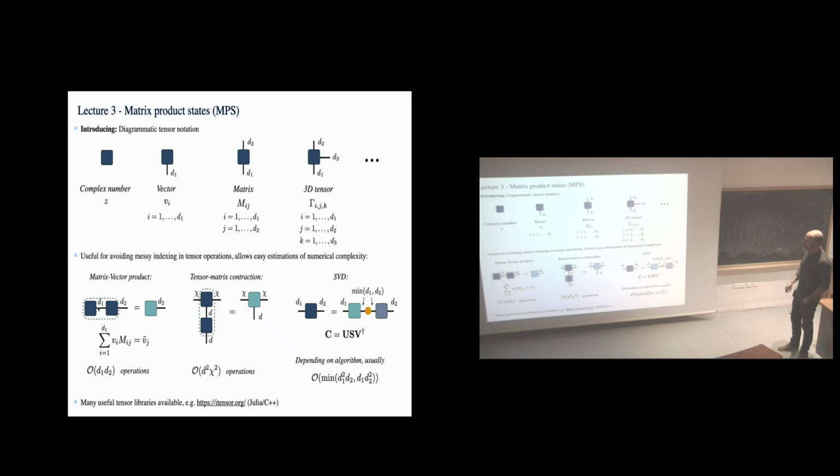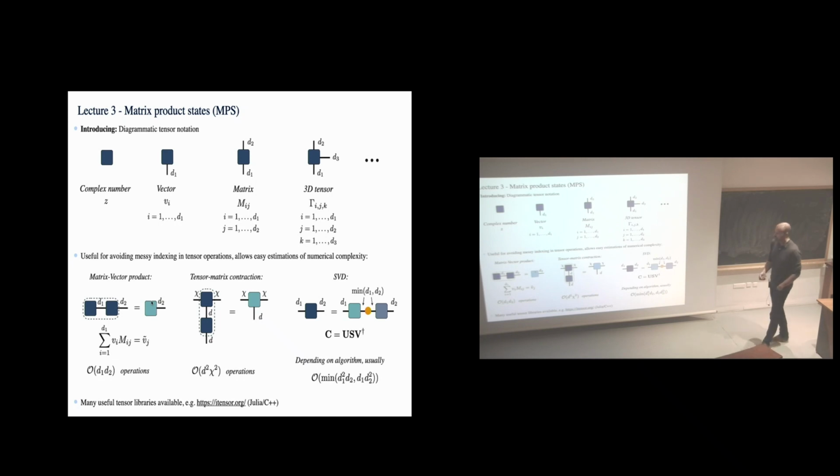Here I sum over this index D1. My vector has this index i, the matrix has indices i and j, I sum over i and end up with a vector with index j. So this is really a matrix vector product. If I get rid of this index, I come out with a vector.